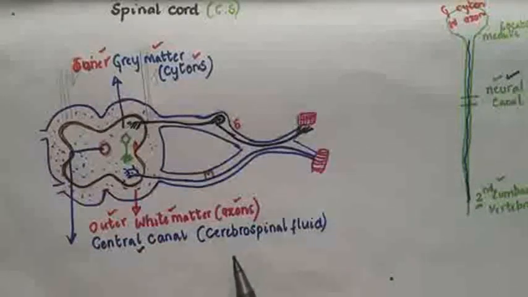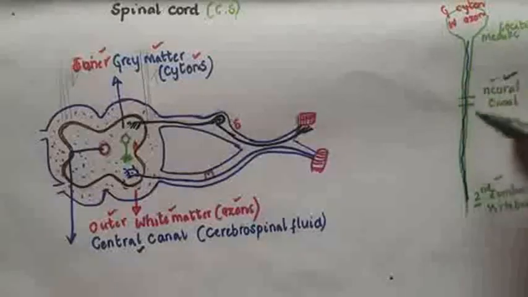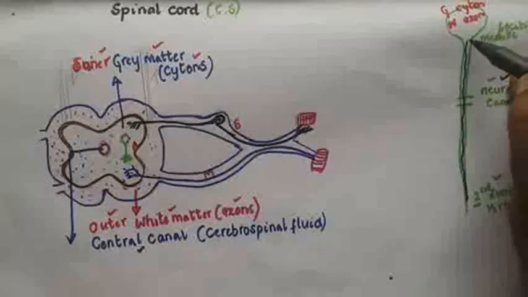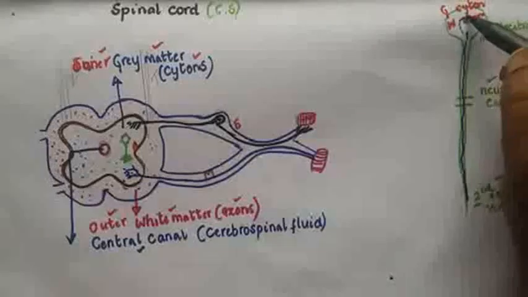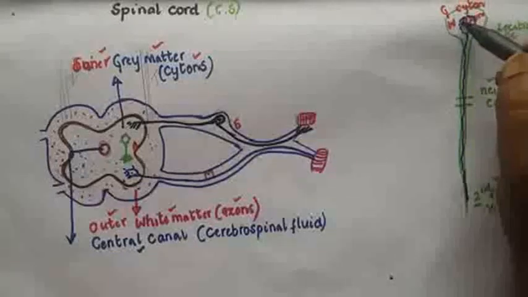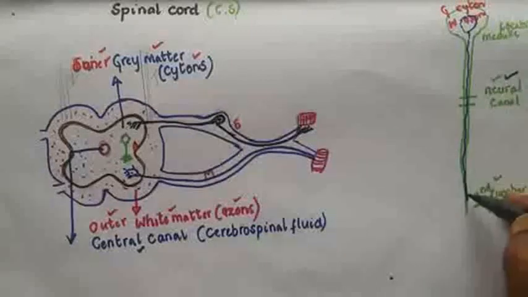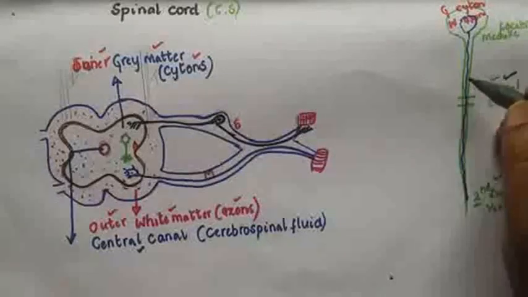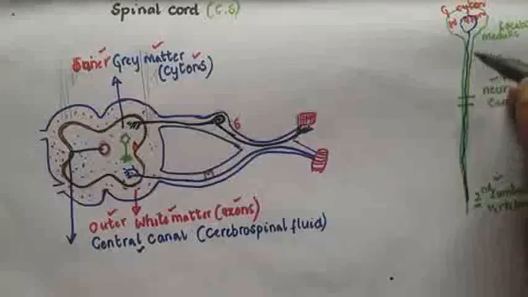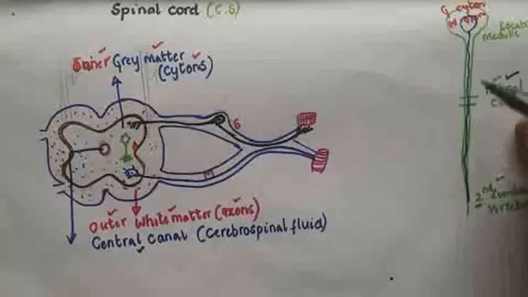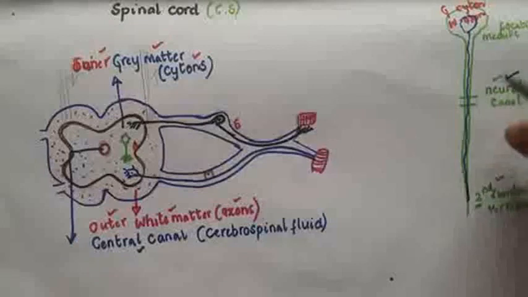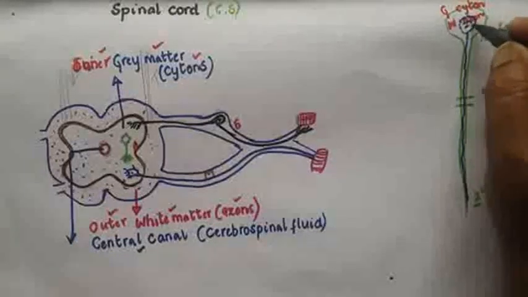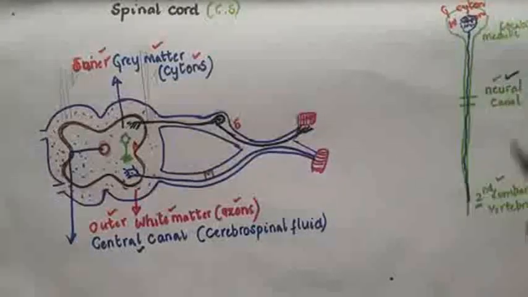This cerebrospinal fluid continues to the cavities of the brain. Remember, I taught you about the ventricles of the brain. So thus the central canal, which is filled with the cerebrospinal fluid, runs the whole length of the backbone or the spinal cord, and it continues with the ventricles of the brain, or the cavities inside the brain. As we know, the cerebrospinal fluid performs a number of functions.